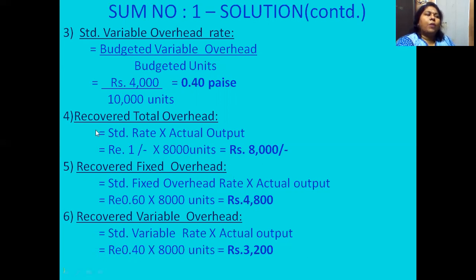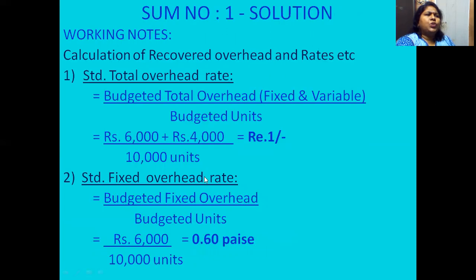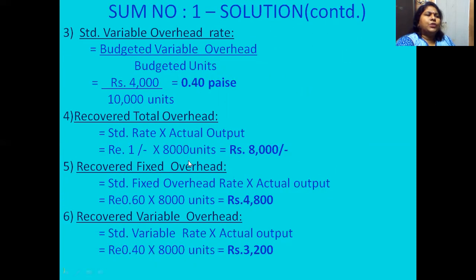Look at the calculations how I made it. Recovered total overhead, standard rate into actual output. Always the recovered total overheads has to be calculated on the actual output only. Look at the problem. The actual output was 8,000. So we need to apply on the 8,000 units for all these three calculations. I mean total overheads, fixed overheads, variable overheads for recovered.